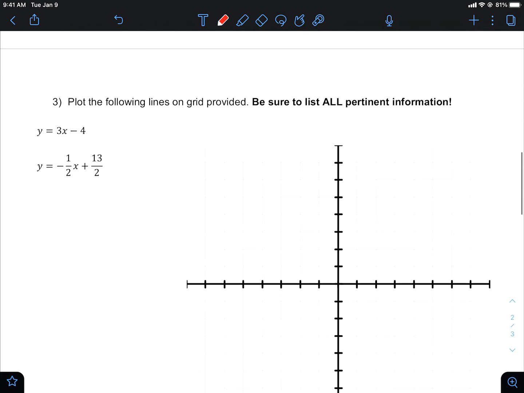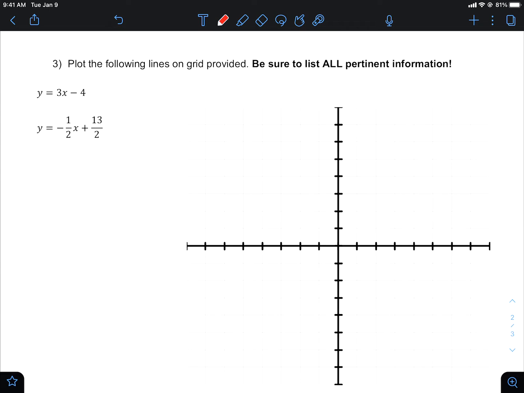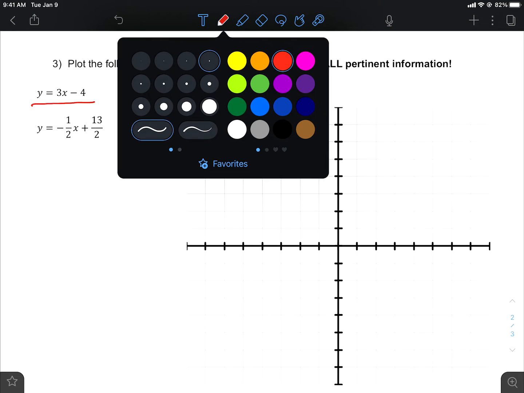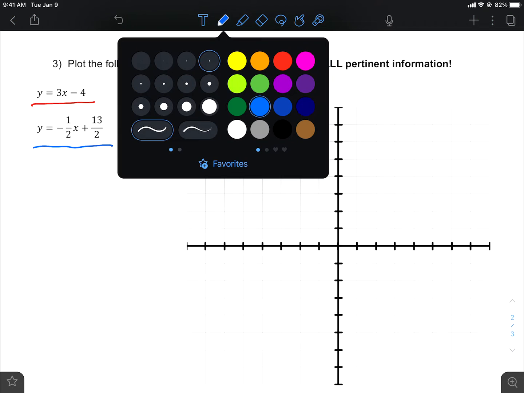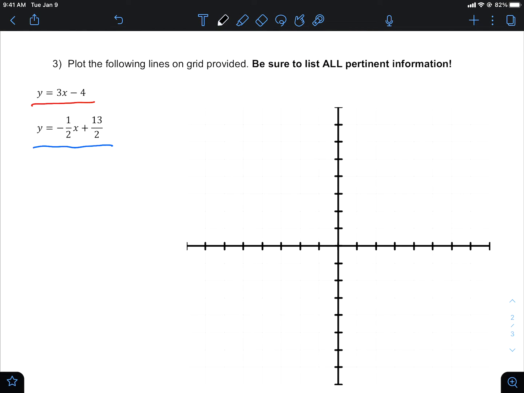All right. Up next, we've got number 3. So we've got 2 equations now that we want to plot. We've got y is equal to 3x minus 4, and y is equal to negative 1/2 x plus 13 halves. Sorry about that. So again, first thing we're going to do is clean up our graph. So we've got our y there, we've got our x there, and then we can label our axes.